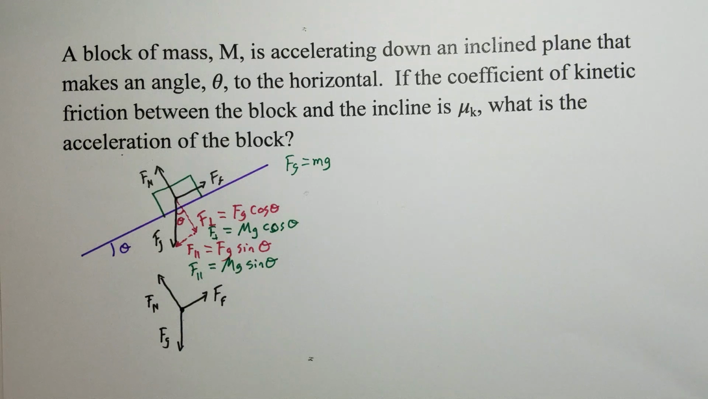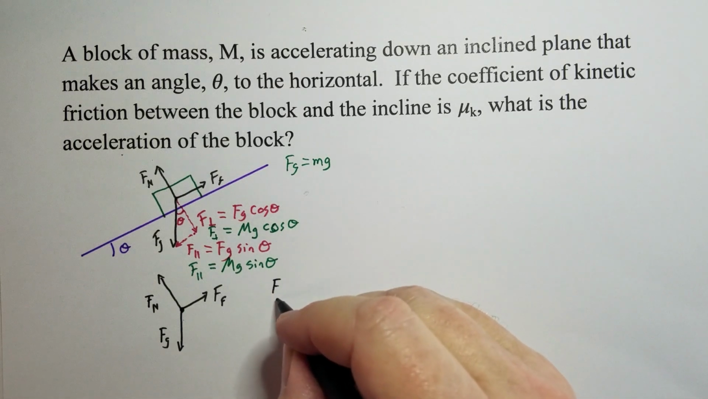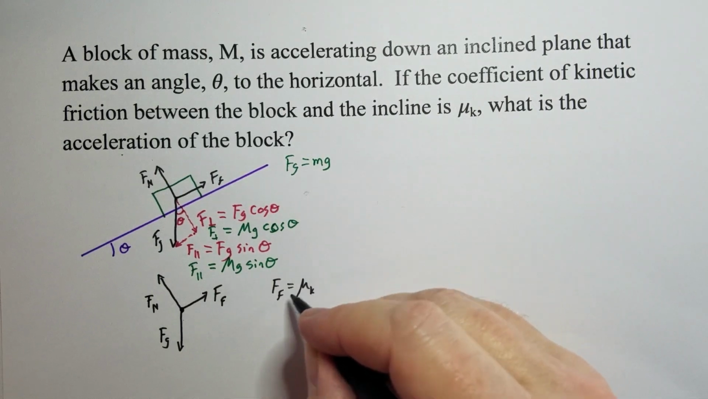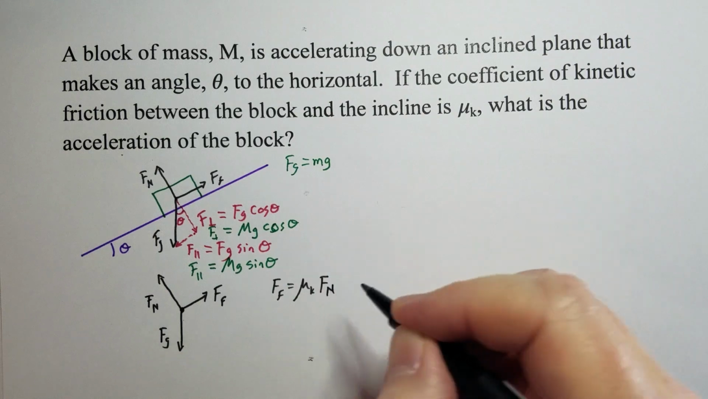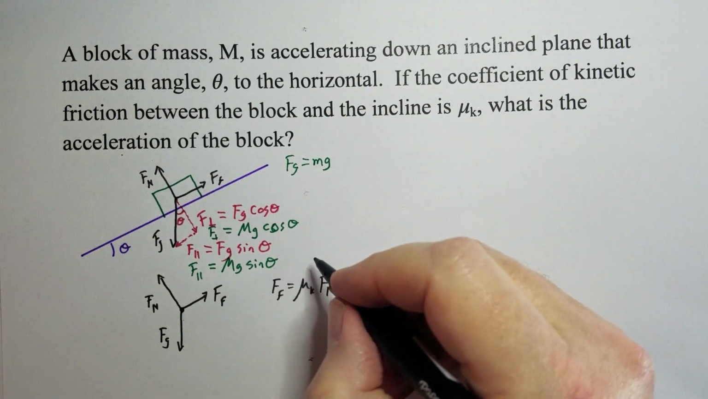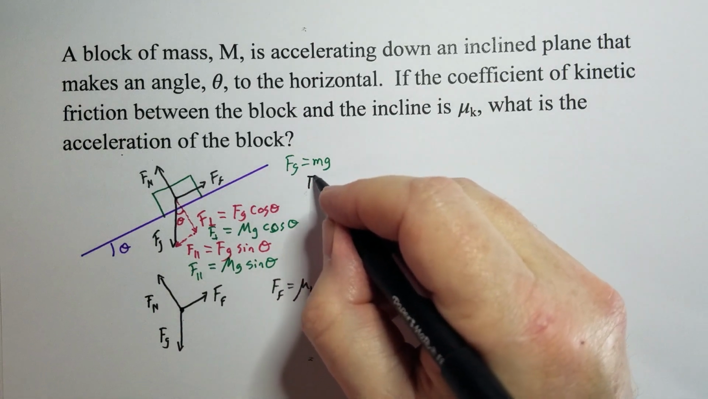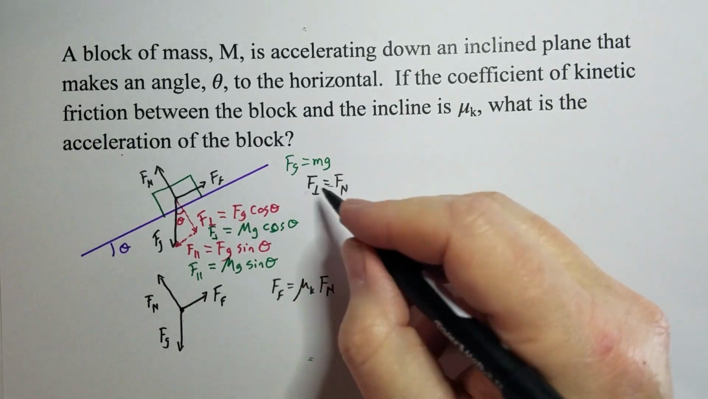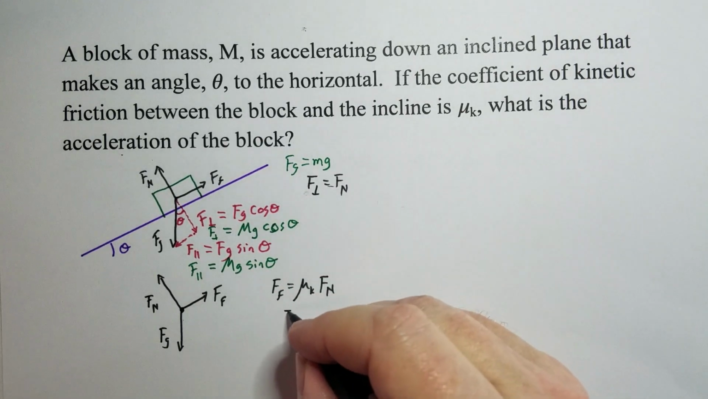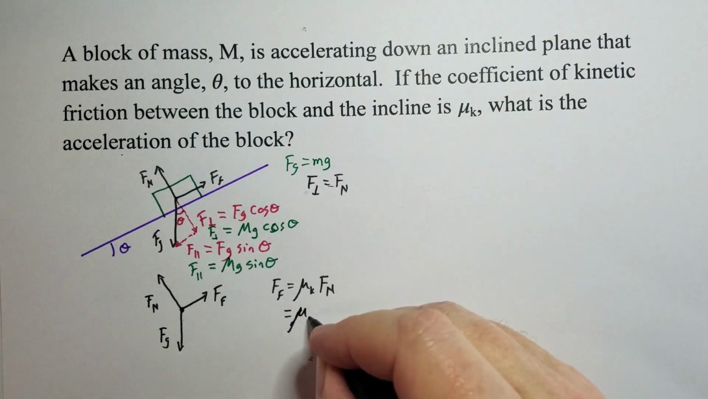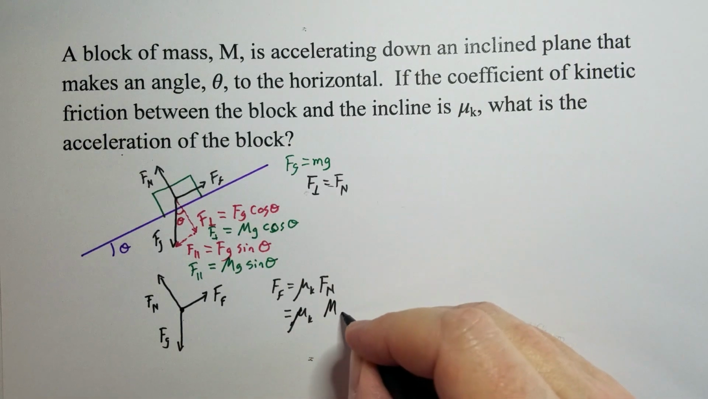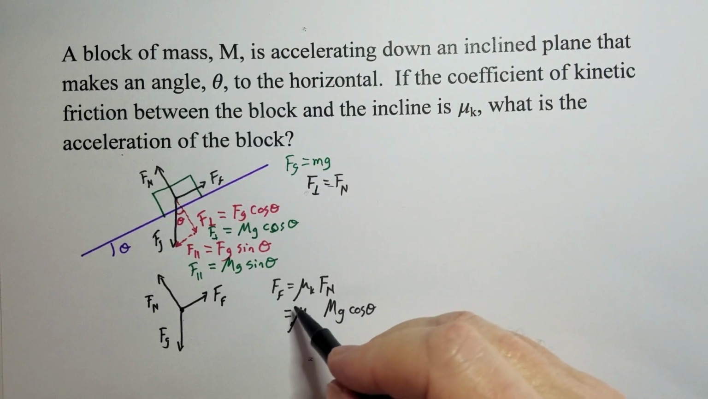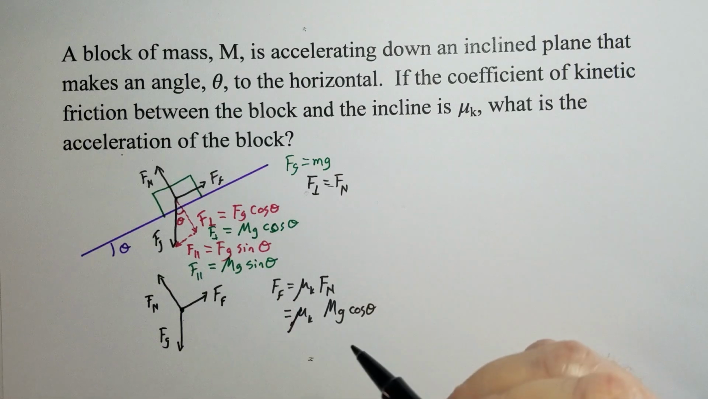Now then we talk about friction. The force of friction is equal to mu k in this case since it's sliding, times the normal force, which in this case will be equal to the force perpendicular to the incline. They should have the same magnitude. So this becomes mu k capital mg cosine theta. That's the term for the frictional force that's acting on the block.